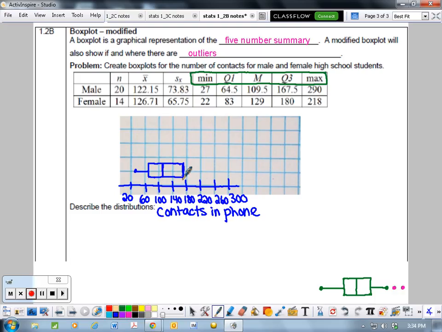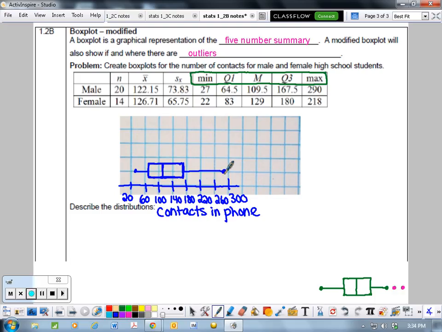And so the idea is that everything inside this box is that IQR. It's that middle 50% of our data. So it gives you an idea of where that spread is. And then we go out to our max value, which is 290.